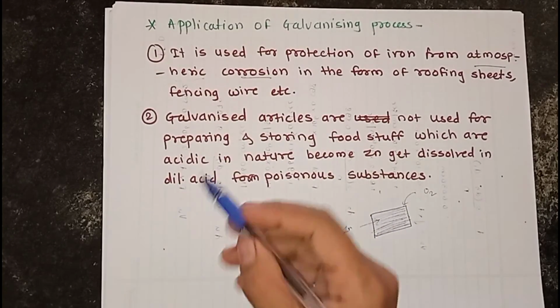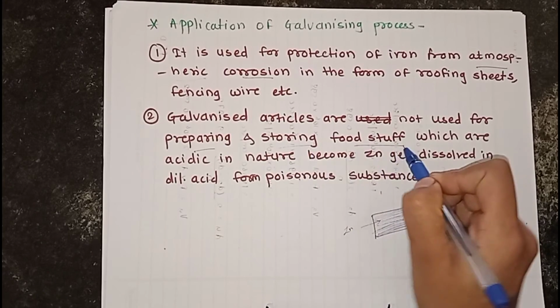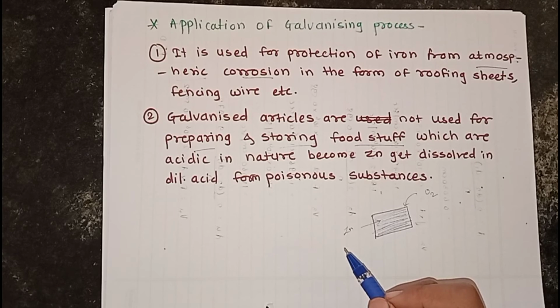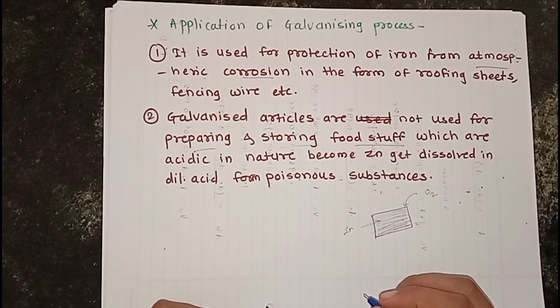The second application is that galvanized articles are not used for preparing or storing foodstuff. These galvanized articles are not used for preparing or storing foodstuffs, because zinc easily dissolves in acids and forms poisonous zinc compounds, which will poison these food substances.